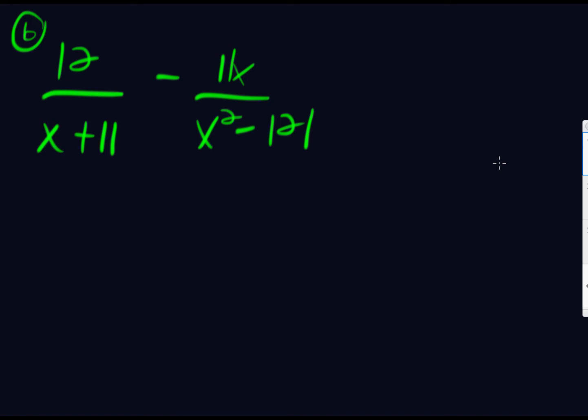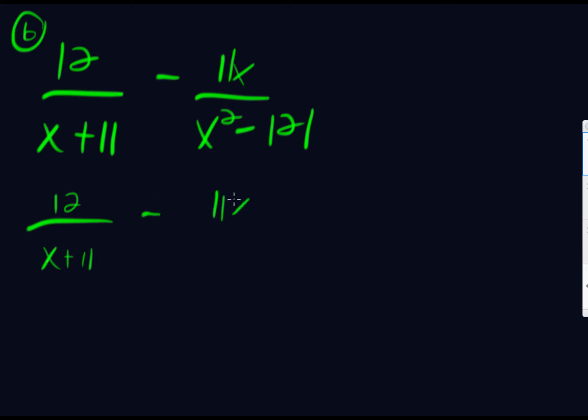In example 6, we have 12 over x plus 11 minus 11x over x squared minus 121. Now, in order to subtract these rational expressions, they have to have the same denominator. What I like to do is rewrite the problem so that the denominators are completely factored. So that would be 12 over x plus 11. Well, x plus 11 doesn't factor, so you leave it just like it is.